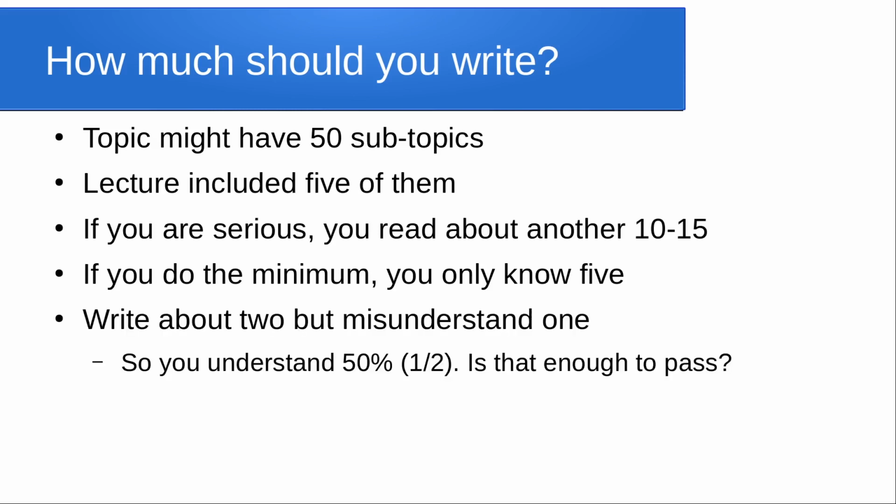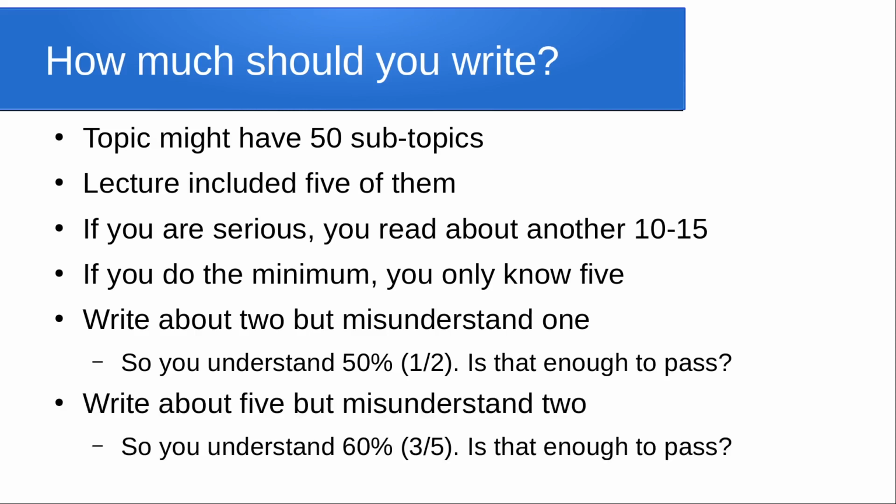And if you write about 2 of them and you misunderstand one of them, then you understand only 50%. Is that really enough to pass? The teacher is thinking this. Is this really enough to show that the student has understood? If you write about 5 and you misunderstand 2, then the teacher sees that the student understands 60% of them. It's better, but is it still enough to pass? And if you can show that you understand something that was not in the lecture, that shows deeper understanding. That shows more work on your part, and that is definitely better.